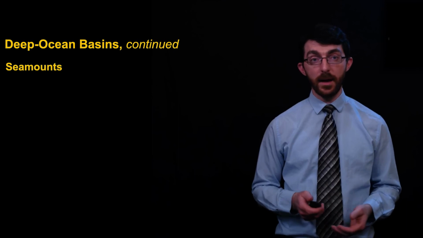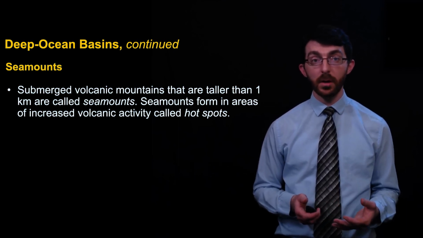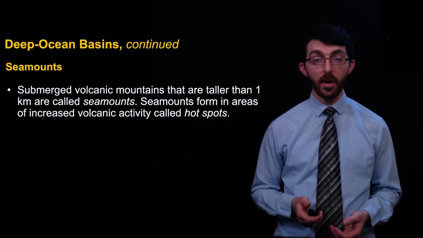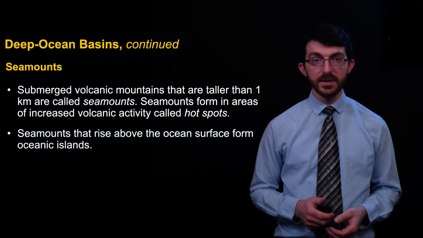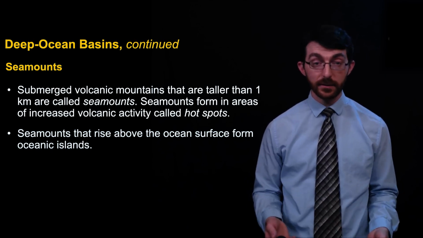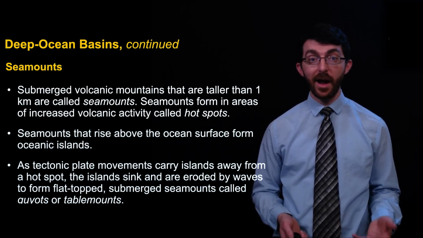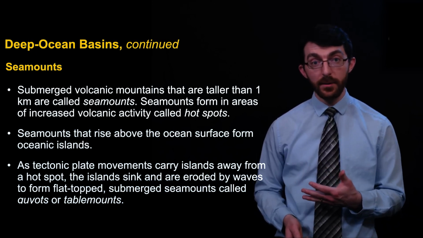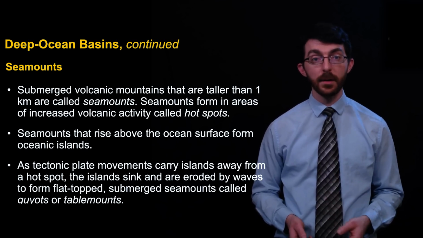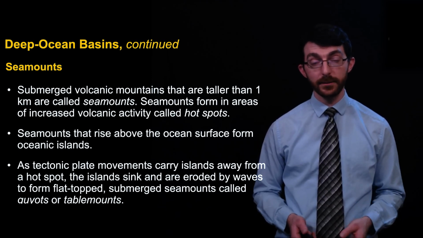Next up, seamounts. Seamounts are submerged volcanic mountains that are taller than 1 kilometer, and they form in areas of increased volcanic activity called hotspots. Seamounts that rise above the ocean surface form oceanic islands. And as tectonic plate movements carry islands away from a hotspot, the islands sink and are eroded by waves to form flat-top, submerged seamounts called guyots or table mounts.